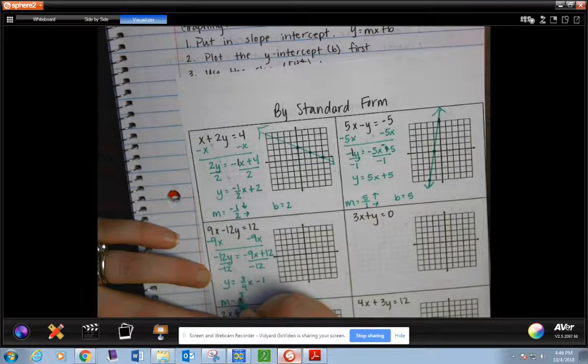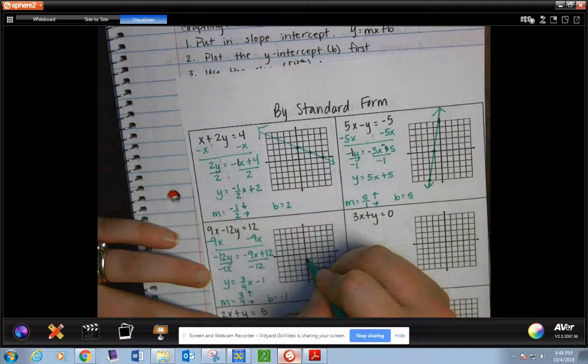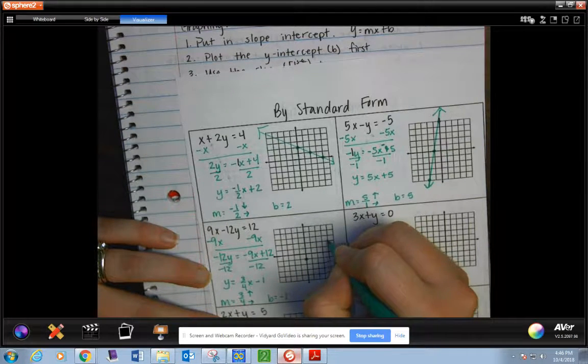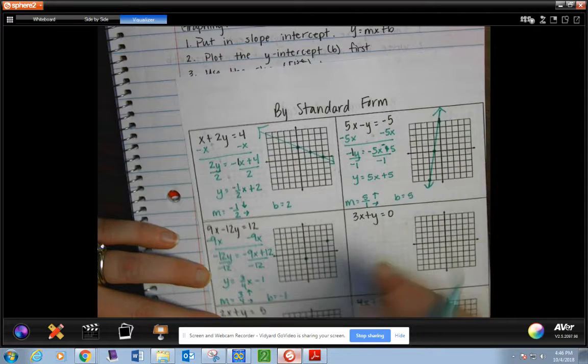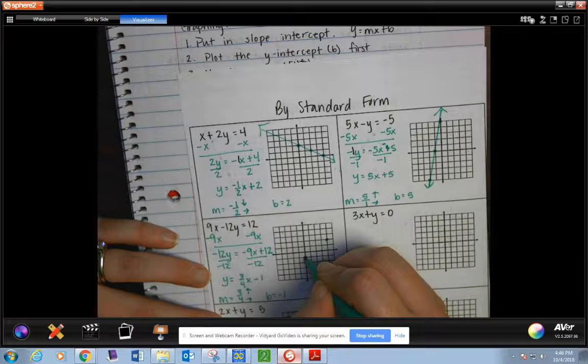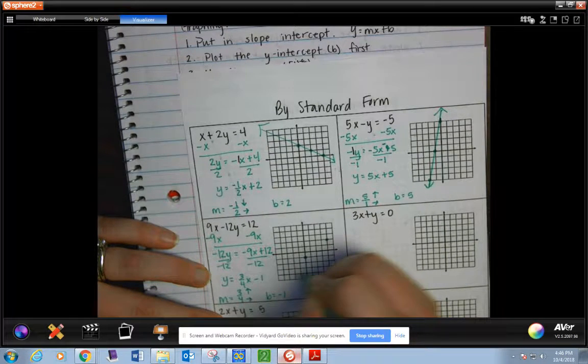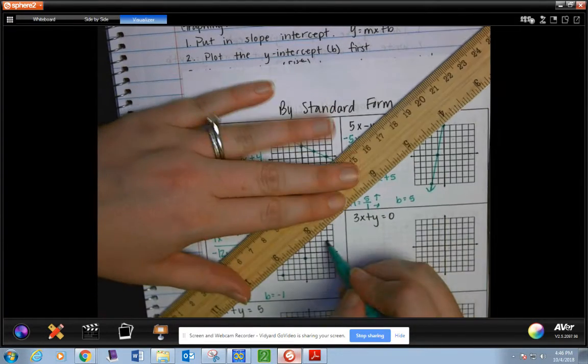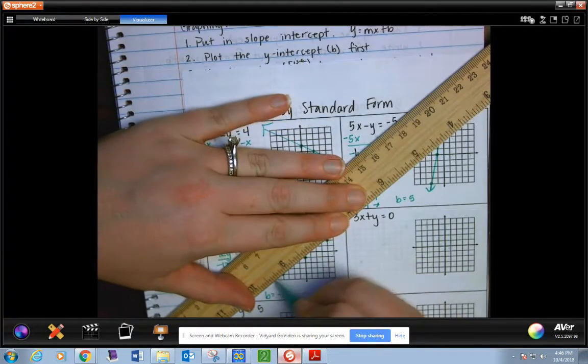So my slope is 3/4, which means I'm going up 3 and right 4, and my y-intercept is -1. I'm going to start the y-intercept at -1, and I'm going to go up 3 and right 4. But I can only get 1 point that way, so I'm going to go back to the original and do the opposite and go down 3, left 4. Grab my ruler, draw my line.